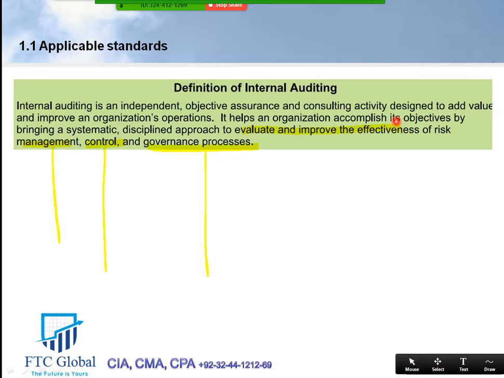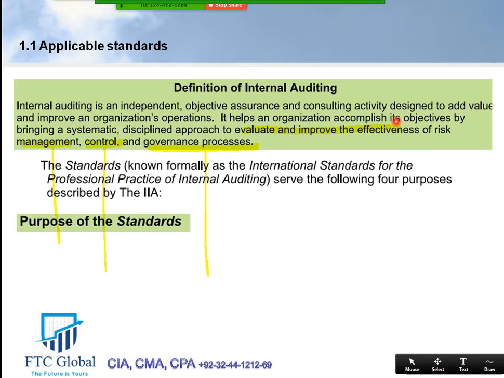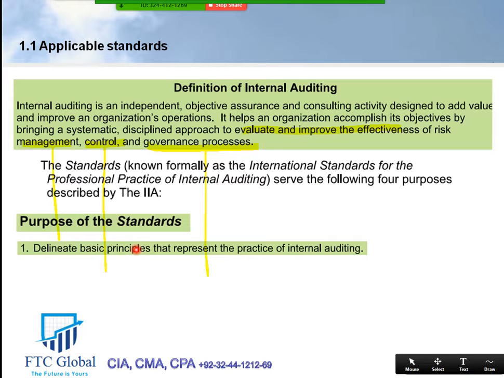This definition has been broken down into components that will make it even clearer to you. So it's very important you understand the basics of internal audit very well. This definition describes the overall work of the internal auditor and the internal audit department. So it's crucial that you understand. So, all right. The IIA, Institute of Internal Auditors, has identified four purposes of internal auditing. These four purposes are the purposes of the standards that have been set for the internal auditors and the internal audit departments. First is the basic principles that we should use to practice the work of internal auditing, delineating the basic principles on which our work is based.